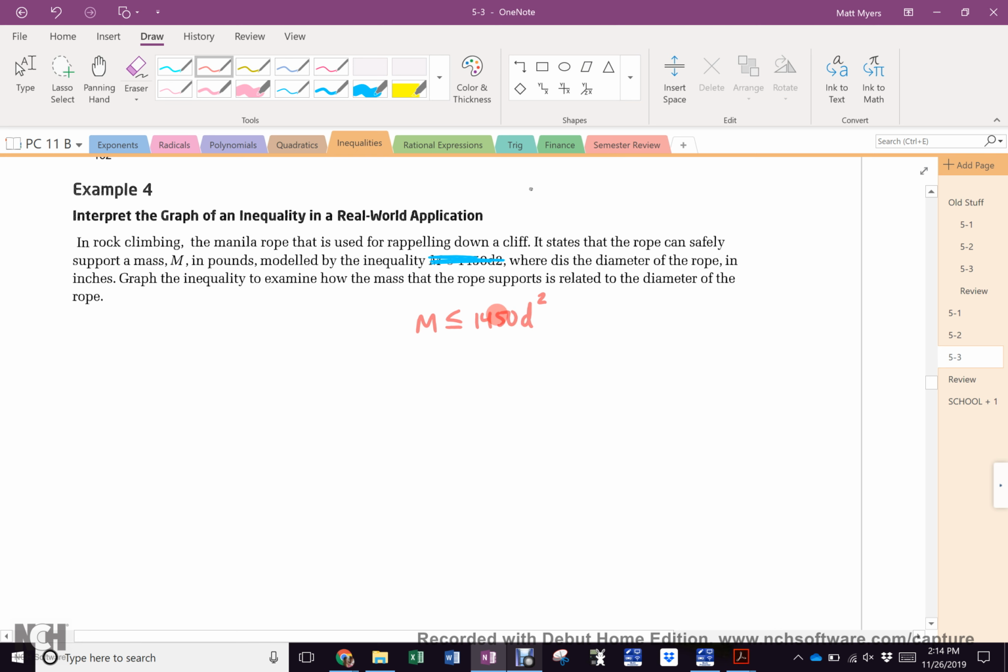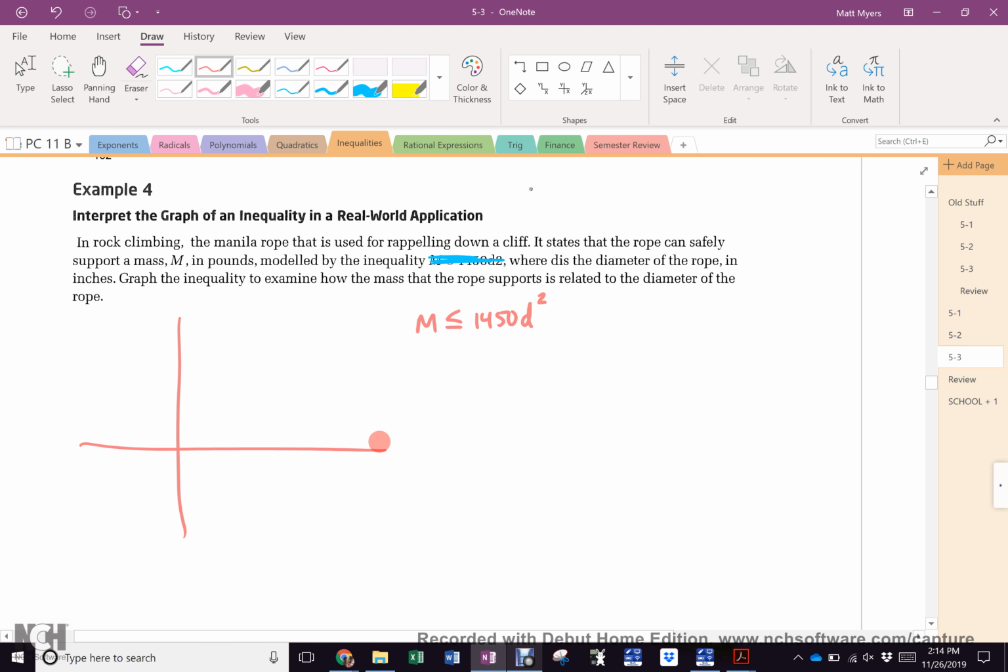Okay, now why would that matter in real life? I'm climbing up rocks. Do I want to take as little or as much as possible? As little. So I am looking for boundaries to stay where? Above or below that boundary? Below. Because I want my diameter, my rope, to be as small as possible. Yes? So graphing, this is super easy, isn't it?